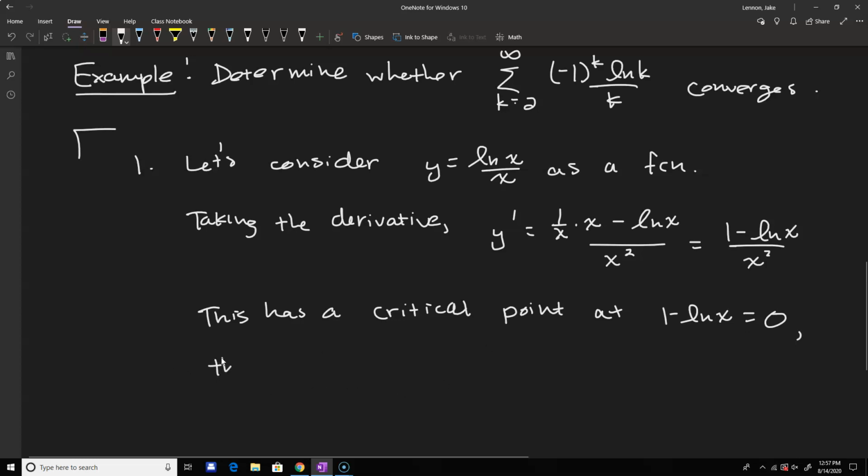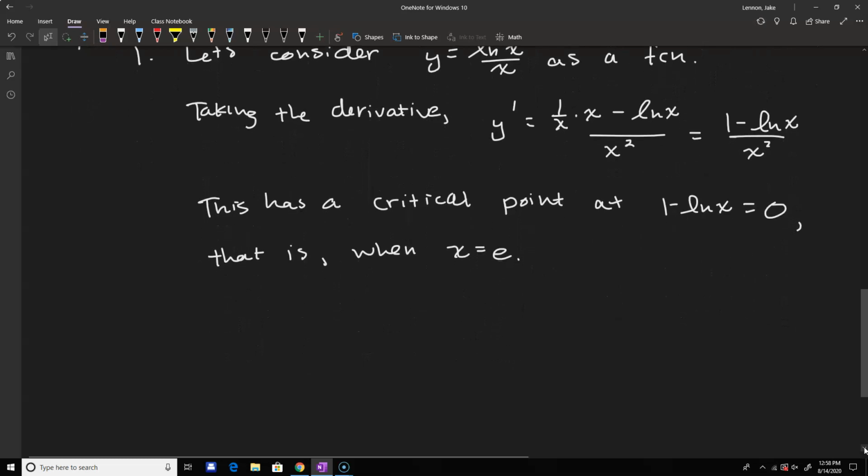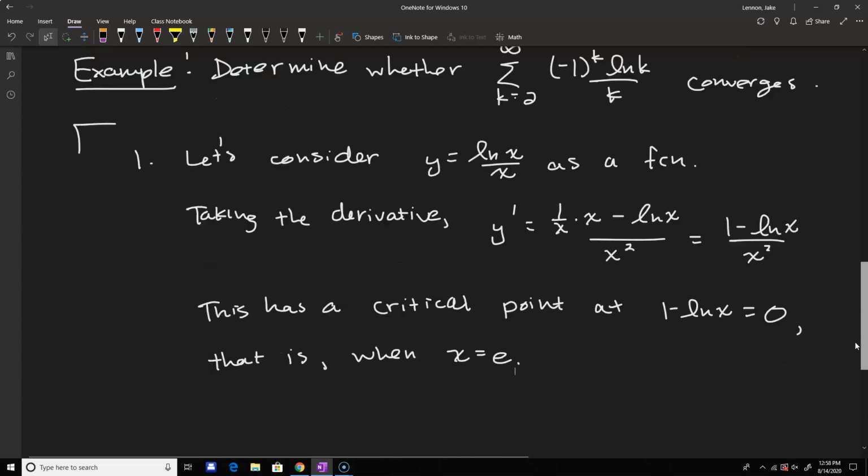That is when x is equal to e, right? So the natural log of e is equal to 1, so that's when you'll have a 0 for that derivative. You can ignore the bottom, right? Because the bottom is just telling you where it's defined or not. You're not going to get a derivative of 0 there. Furthermore, it's at 0, and if you look at our series, we only care about starting at k equals 2.